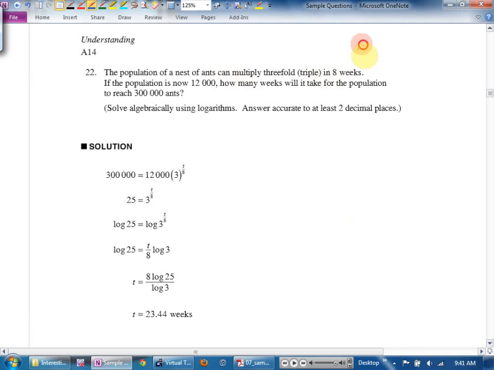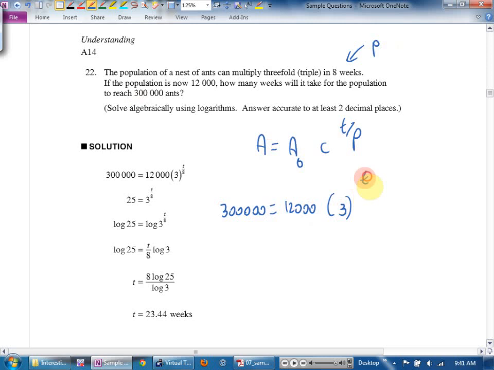And a way to find the period is often the word every will appear in front of it. Could you say this as can triple every 3 weeks? Yes, that's your period. It's going to be A equals A0C to the T over P. Final amount, 300,000. Initial amount, 12,000. Triple, they want me to find T, period is 8.